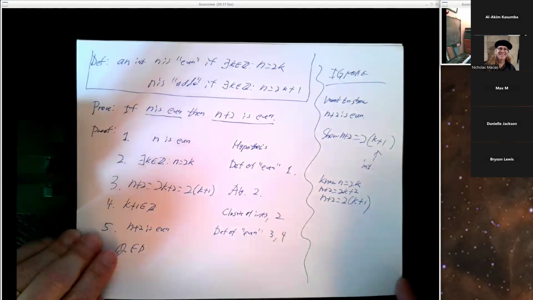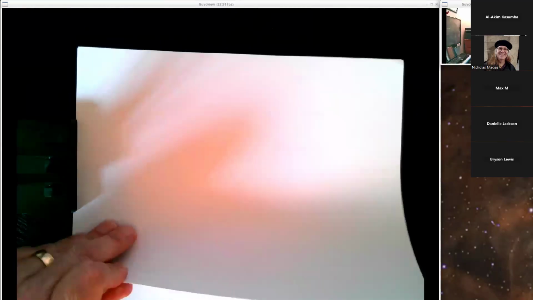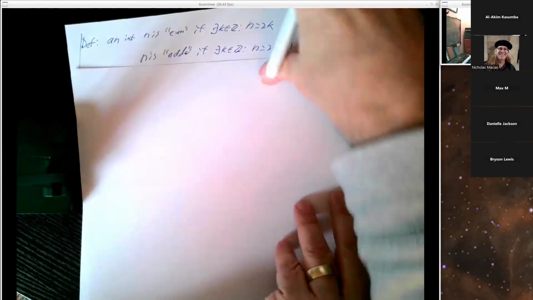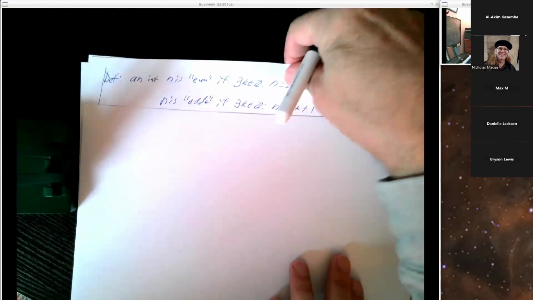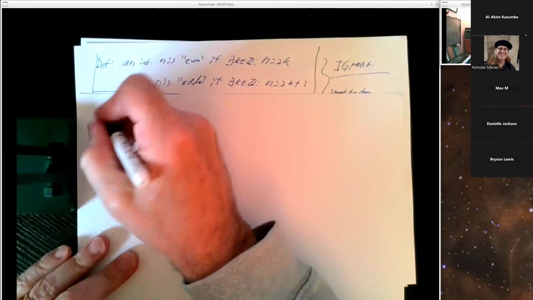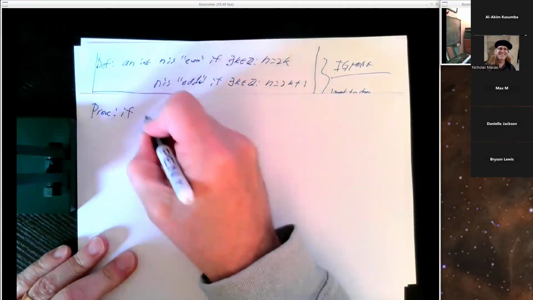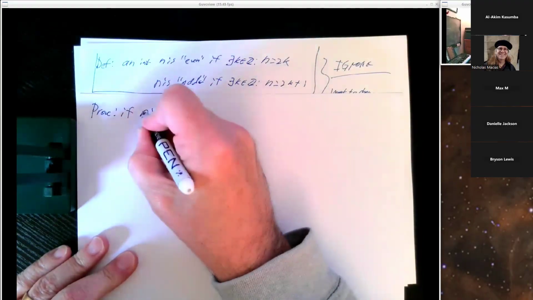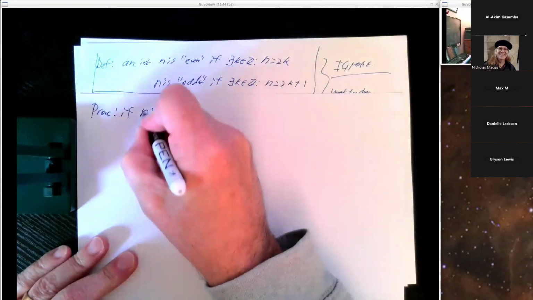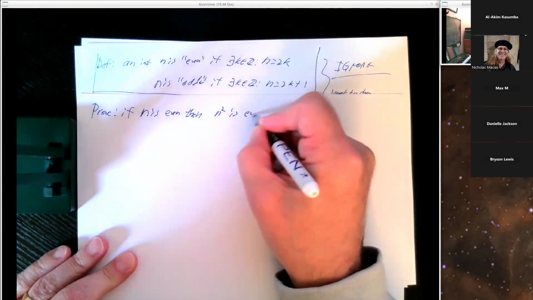So let's do one more and we'll call it good for now. And we're going to want to remember closure, and we're going to want to remember definitions of even and odd. So let's do this. Prove if n is even, then n squared is even.